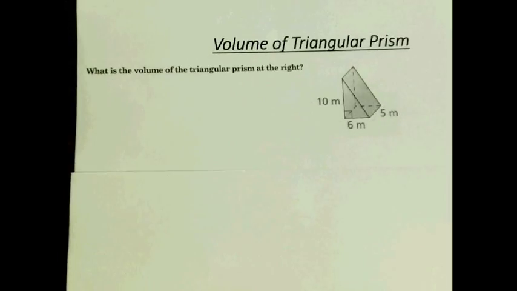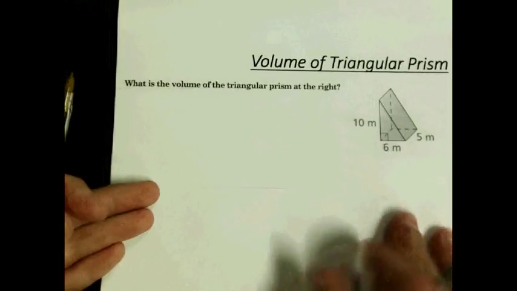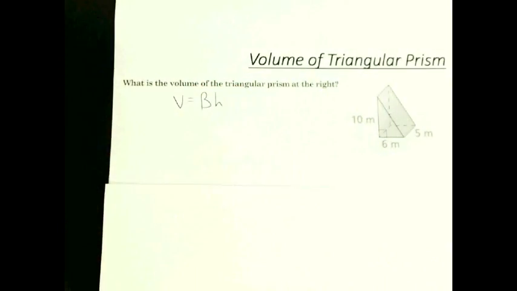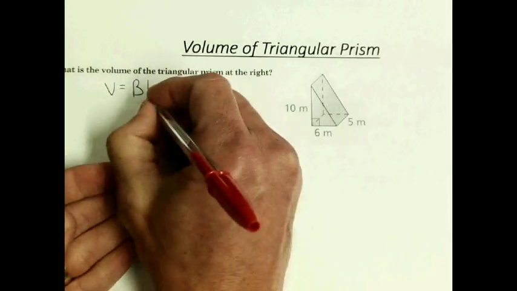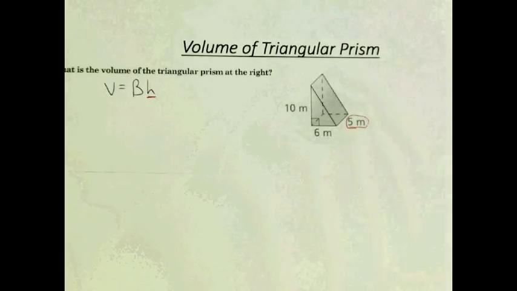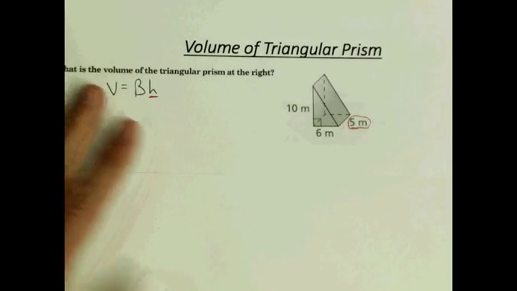So in the case of this, the volume formula remains the same. The volume is still the area of the base times the height. But in this case, we got to be careful. Our two congruent bases are triangles. Therefore, our height is going to be 5 meters. So we got to be careful with how we're looking at this.